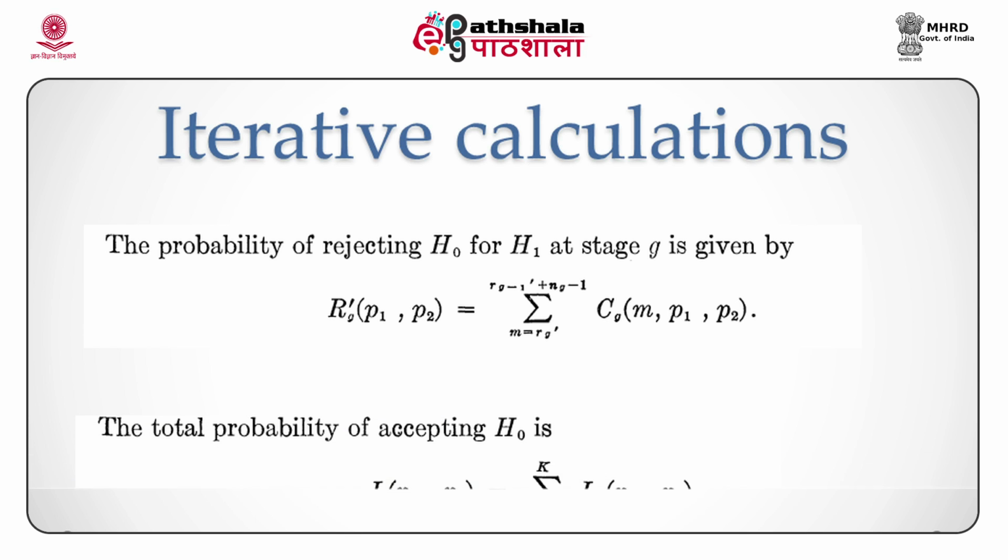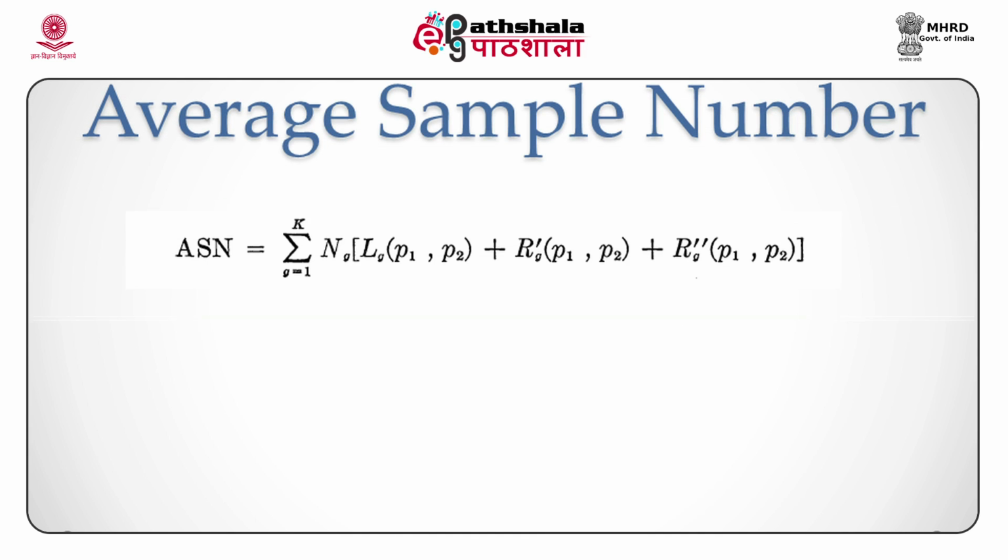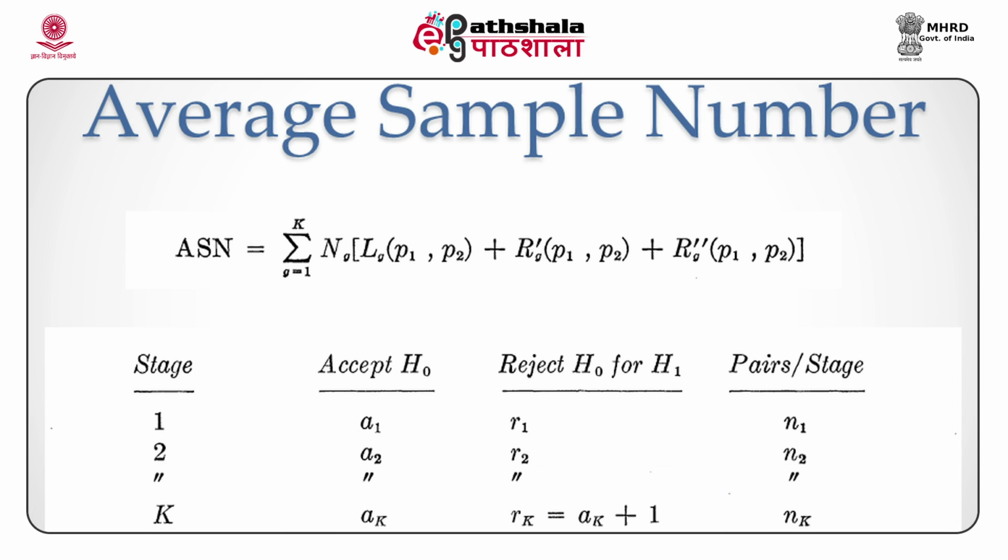And thus, the total probability of accepting H0 is given by L of P1 P2 equal to summation G equal to J plus 1 to K of L_G P1 P2. Similarly, for H1 and H2. The average sample number is given by ASN equal to summation G equal to 1 to K of n_G into L_G P1 P2 plus R_G dash P1 P2 plus R_G double dash P1 P2. And similarly, from this expression we can also obtain the variance of the average sample number.